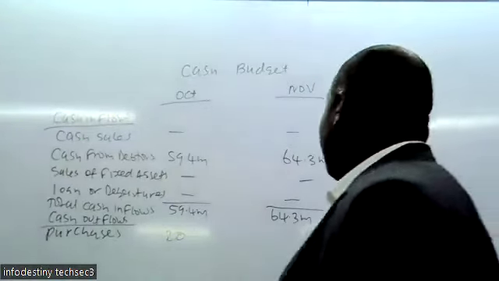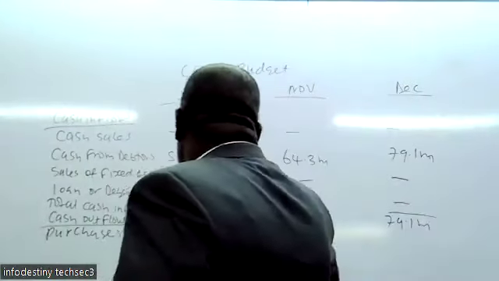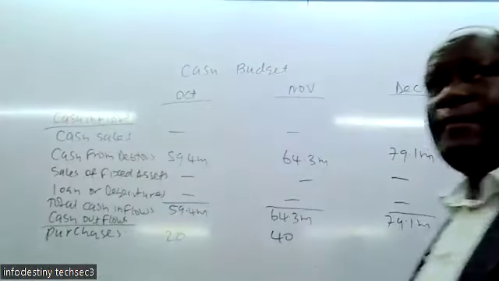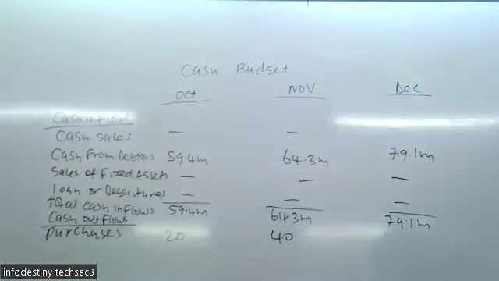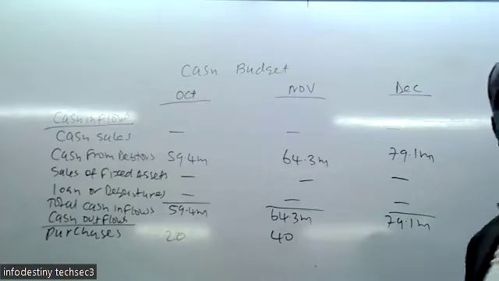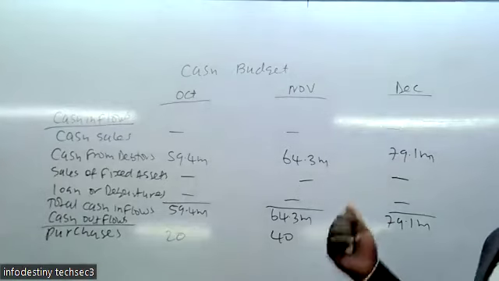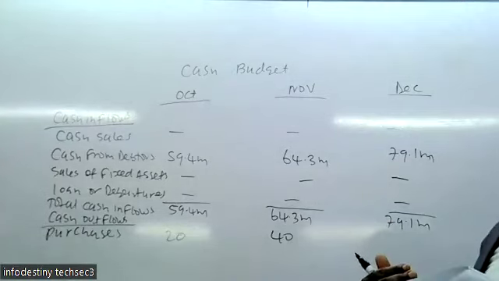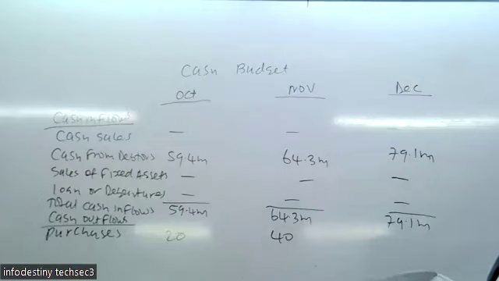The one we pay in November is the one for October. The one we pay in December is the one for November, because we pay after 1 month. So you record on the exact date you paid. That's what we mean by the cash budget, or you record on the exact date that you received.